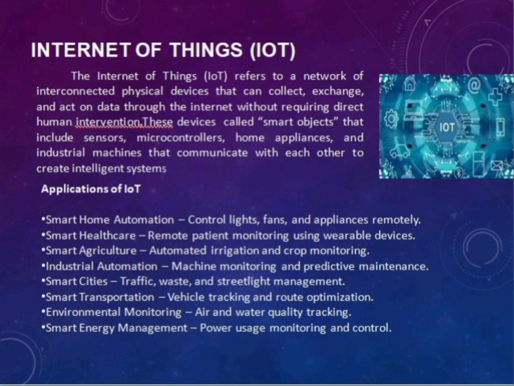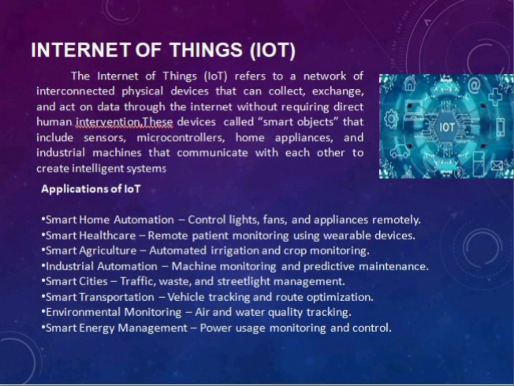Here, the first thing we are going to see is the Internet of Things, that is, IoT. It refers to a network of interconnected physical devices that can collect, exchange, and act on data through the internet without requiring direct human intervention. These devices are called smart objects, and they include sensors, microcontrollers, home appliances, and industrial machines that communicate with each other to create intelligent objects.